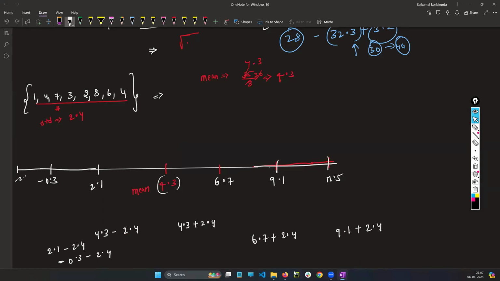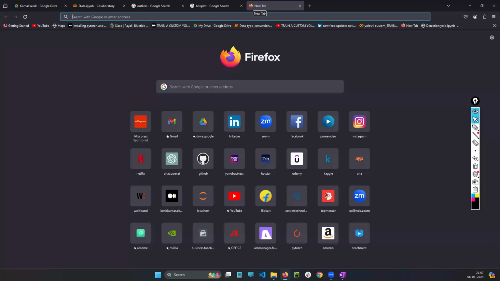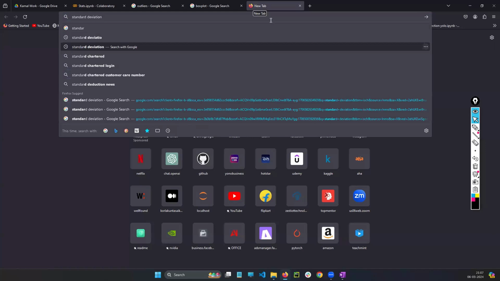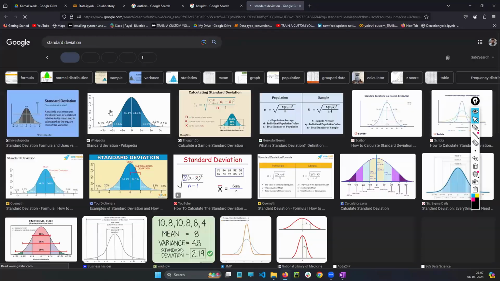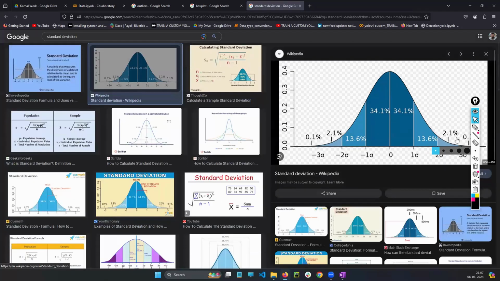Okay. So if you go to the internet and look at standard deviations, let me open any one of the standard deviation images. Let's pick this one. Can you see here on the x-axis there are some values mentioned? So what is the meaning of these values? For example, same thing I will implement.